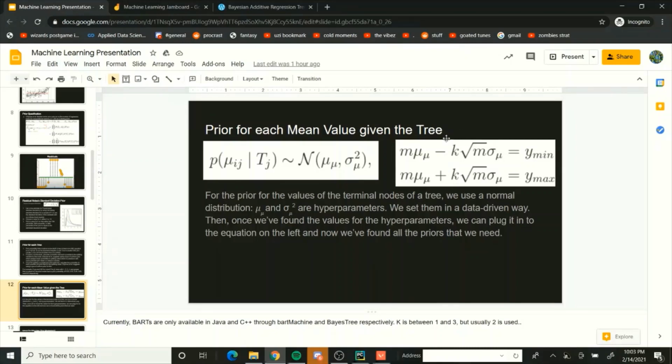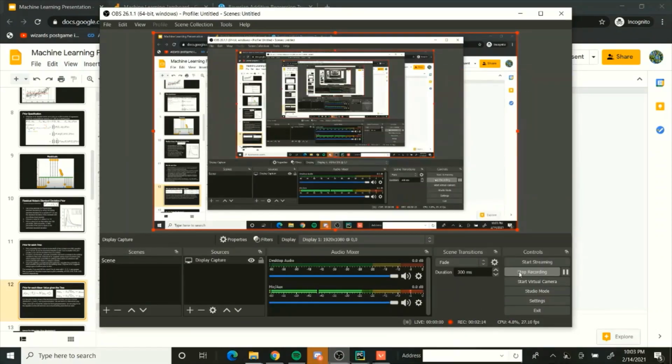And so now it's a system of equations, so we have the min, we have the max, we have m, and we have k. So we solve for these two parameters and we just plug these into this normal distribution, and that's how we find the prior for each mean value given the tree.